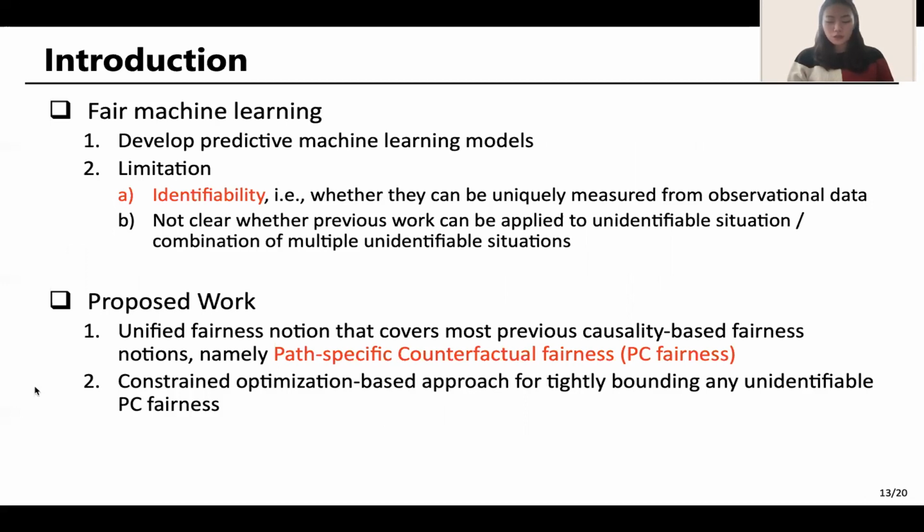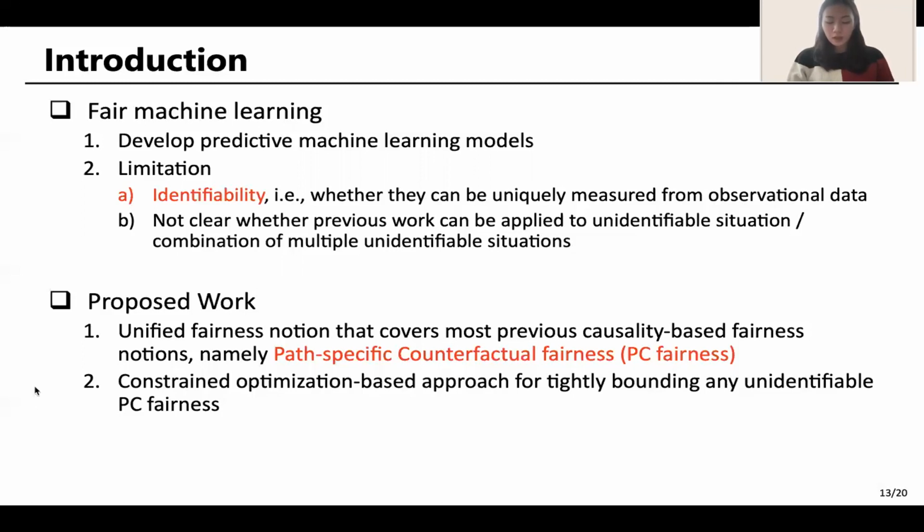One common challenge of all causality-based fairness notions is identifiability, that is, whether they can be uniquely measured from observational data. In addition, it is not clear whether previous work can be applied to other unidentifiable situations, and more importantly, a combination of multiple unidentifiable situations.